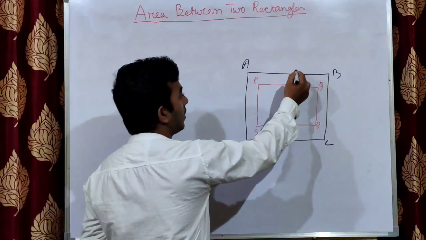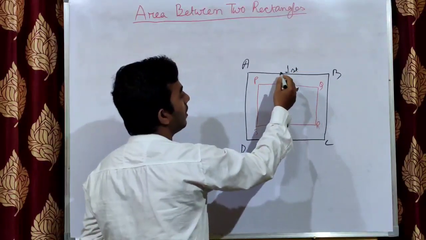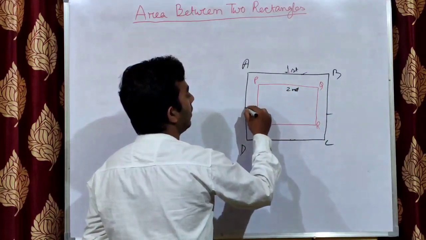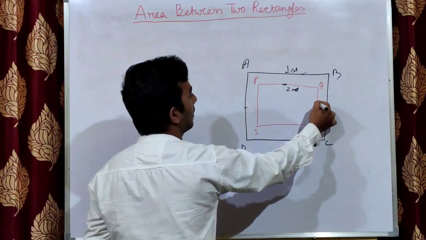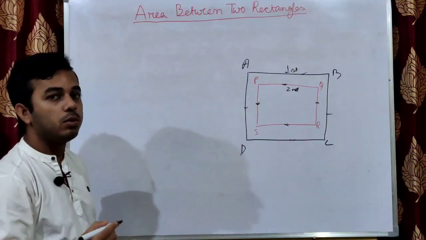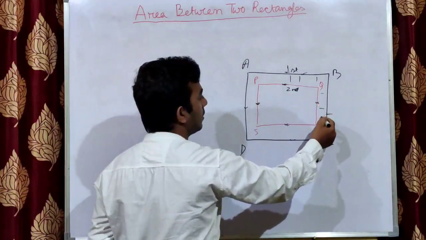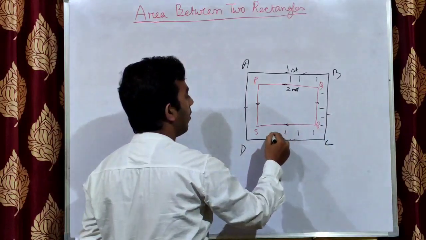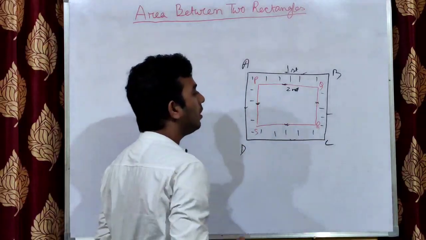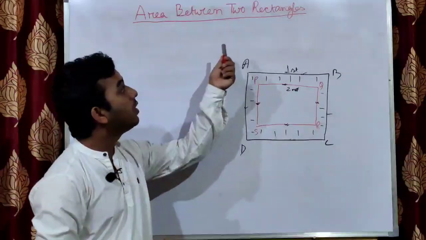This is the boundary of the first rectangle, the outer one, and this is the second rectangle. So this is the boundary of the first rectangle, and these are the boundaries of the second rectangle. Now we have to find the area between the two rectangles, that is, the part between the boundaries of both rectangles. This is the area between two rectangles.